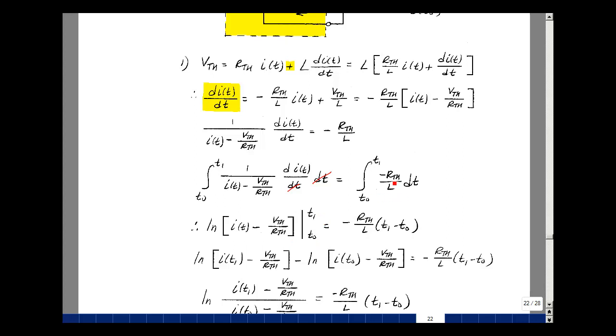This side of the equation, you can pull out the constant minus R Thevenin over L because these are not functions of time, and I get the integral of 1 dt. That's just equal to t, evaluated at the upper limit minus the lower limit. Do the same thing here. We'll plug in t1, we'll plug in t0.